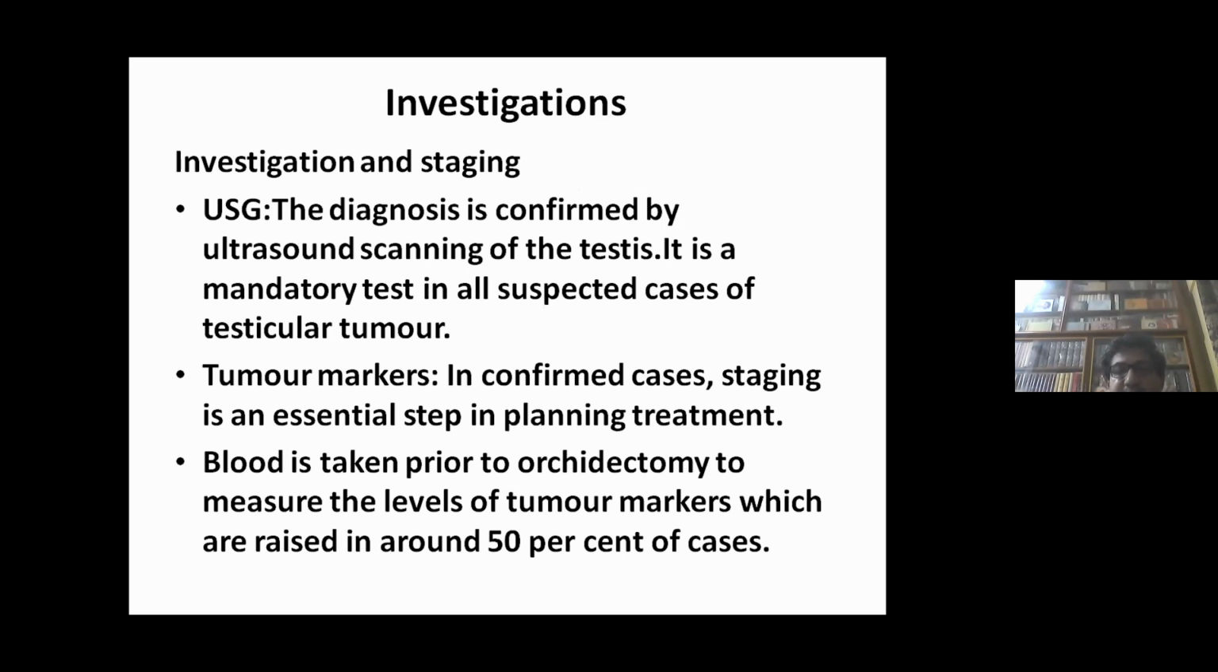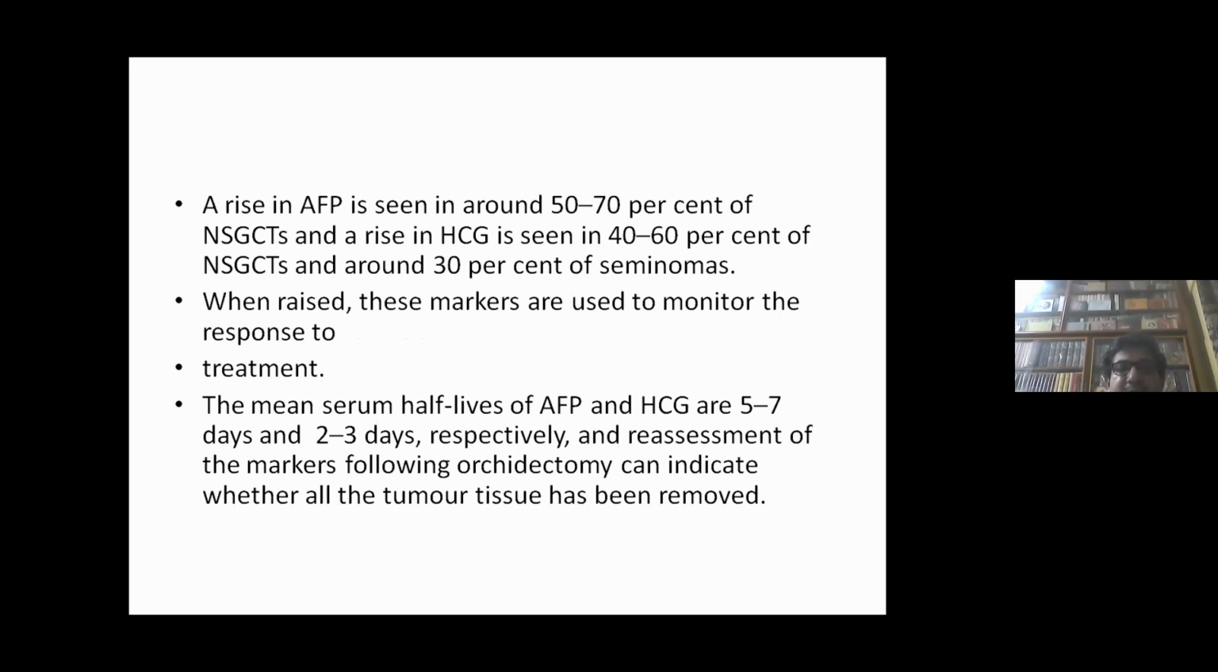Investigations. Investigations are for confirmation of diagnosis as well as staging. USG is for confirmation of diagnosis and scanning of the testis. It is a mandatory test in all suspected cases of testicular tumor. Tumor markers: in confirmed cases, staging is an essential step in planning treatment. Blood is taken prior to orchidectomy to measure the level of tumor markers, which are raised in around 50% of cases. A rise in alpha fetoprotein is seen in around 50 to 70% of non-seminomatous germ cell tumors, and a rise in HCG is seen in 40 to 60% of non-seminomatous germ cell tumors and around 30% of seminomas.